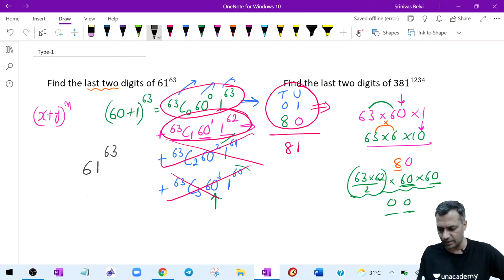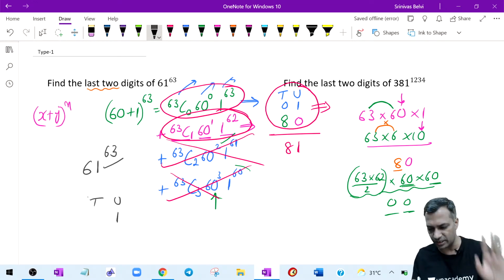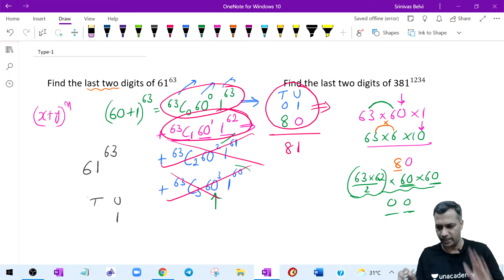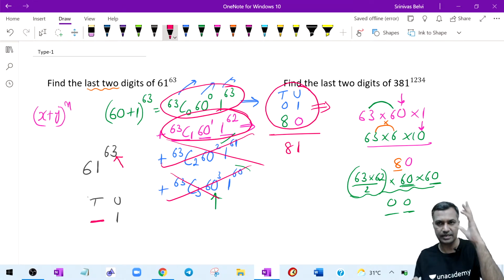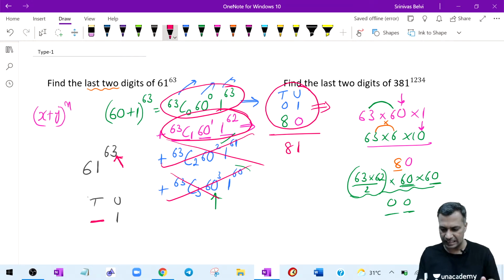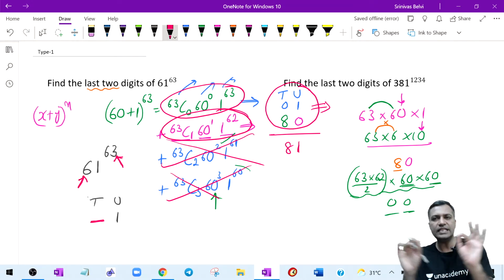So I'm writing the units place on the tens place. Any number ending in 1 raised to any power, common sense, the unit digit is 1. No proof required for it. Okay. Now the idea is how to write the tens digit. That is the only idea. For the tens digit, you got to focus on the unit digit of the power. Listen to this very carefully. Unit digit of the power and the tens digit of the base. Only these two things matter.